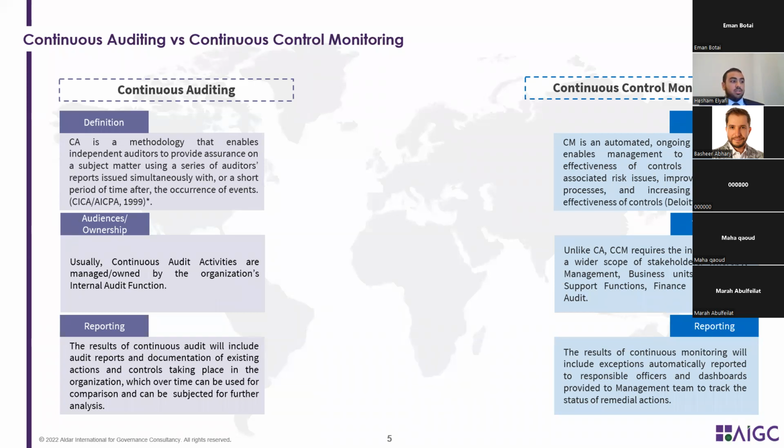In comparison with the reports generated from continuous auditing, continuous monitoring will include more exceptions that are automatically reported to responsible officers, and dashboards provided to management to give them the status of ongoing remedial actions. So although they might seem similar, there are some differences between the two.